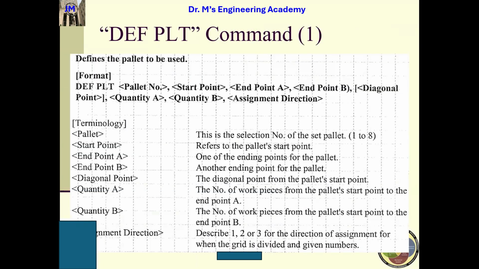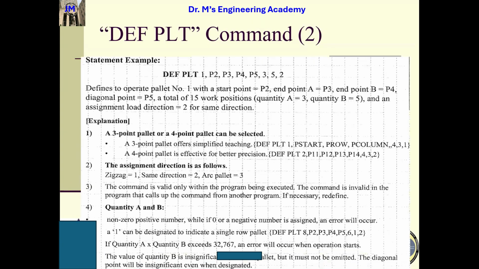No question? Then we talk about the palette. In order to do palletizing, you must define the palette. Otherwise, the industrial robot will not know what you are talking about. So this is a keyword: DEF PLT, and then the keyword, pallet number, start point, end point A, end point B, a diagonal point, quantity A, quantity B, assignment direction. I hate this kind of explanation format.